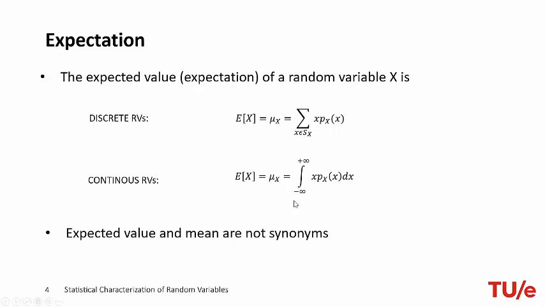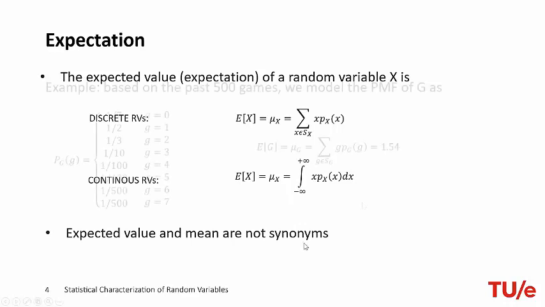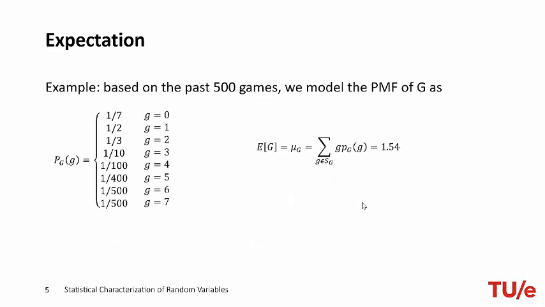However, it should be noted that the expected value and the mean are not synonyms. To better understand this concept, let's take again the example of the number of goals scored by the PSV, and suppose now that by looking at a very high number of games, we build a probability mass function for the number of goals scored. And we see that this probability mass function is given in a formula for goals that goes from 0 to 7. So this is the range of the random variable. Then we can use the expectation operator to calculate the mean as the weighted average of the probability mass function over this range. And we obtain that the mean is equal to 1.54.